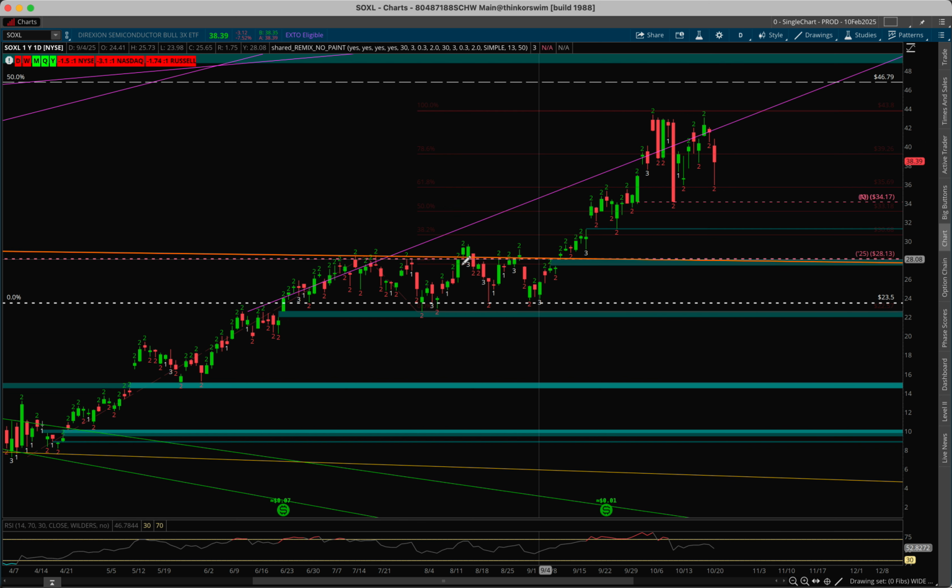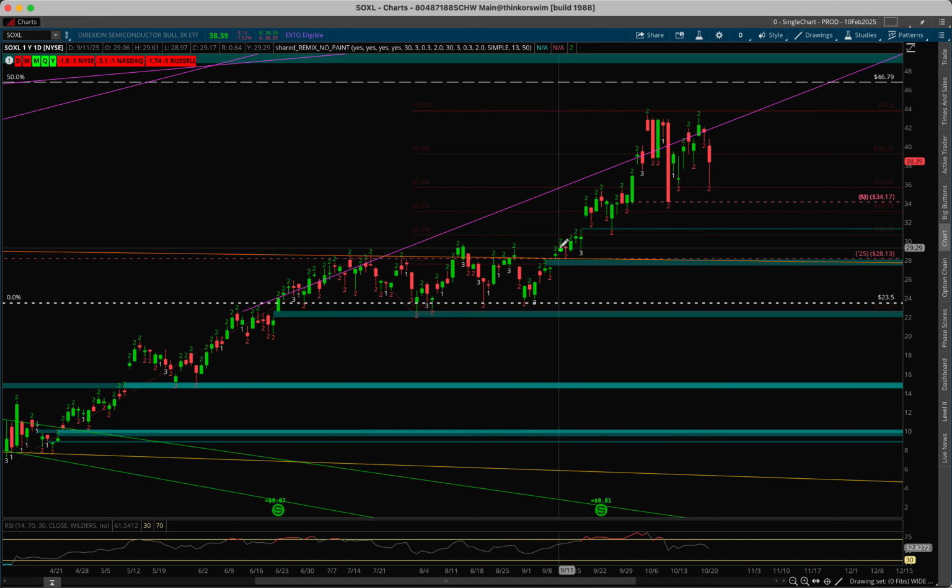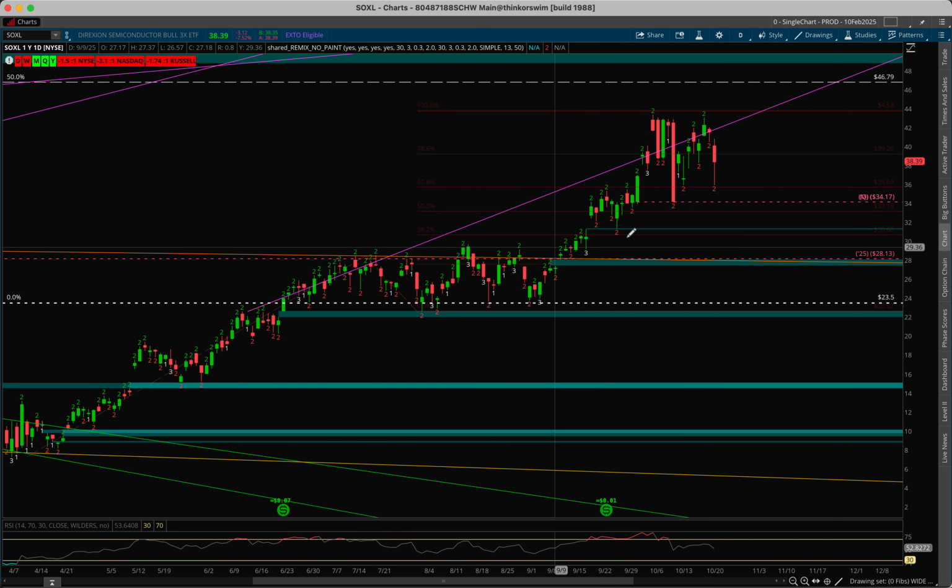And even if we break down, I could see us going to this 27, 28 level, because that would be the retest of this 11-week range, right? And again, it wouldn't be the end of the world, right? So we're still looking really good from a higher time frame perspective, which we'll get into here in a second.